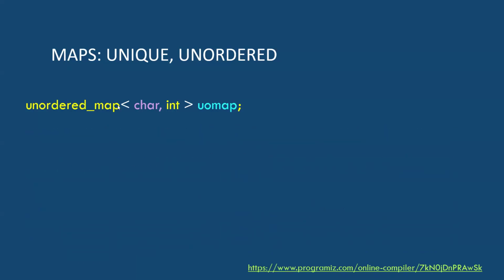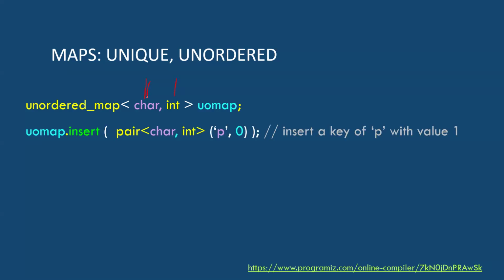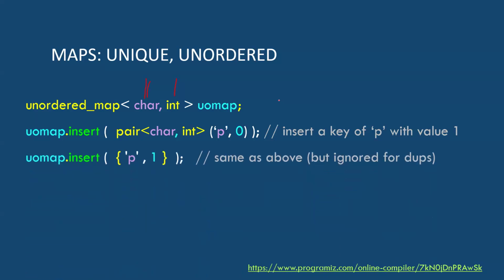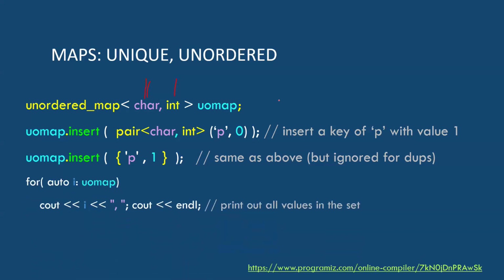So here's a map with a character key and an integer value. That's like the backpack of data. And the character is what we use to look something up. So we could put a letter and a value in there if we wanted to, right? We could also, instead of calling out the pair explicitly, use our curly brace format like we saw earlier today, right? Okay. So everything with the unordered map is pretty similar to the ordered map.